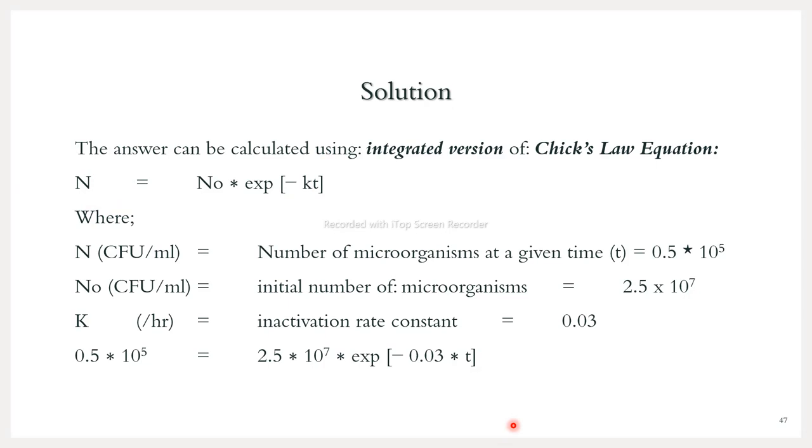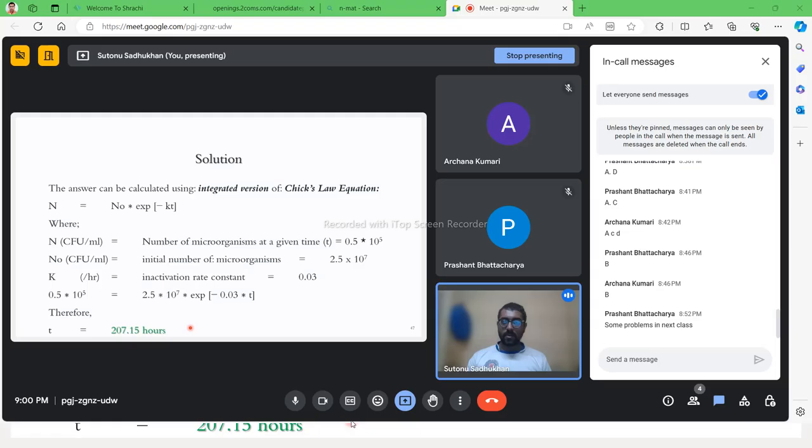So just divide the 0.5 into 10 to the power 5 by the 2.5 into 10 to the power 7. You take e to the power this on this side, so it will be e to the power minus 0.03 t on this side. And on the right-hand side, it will be 2.5 into 10 to the power 7 by 0.5 into 10 to the power 5. So 100 into 25 by 5, that means 500. You take ln 500 and divide it by 0.03. So the t value will come to something like 207.15 hours.